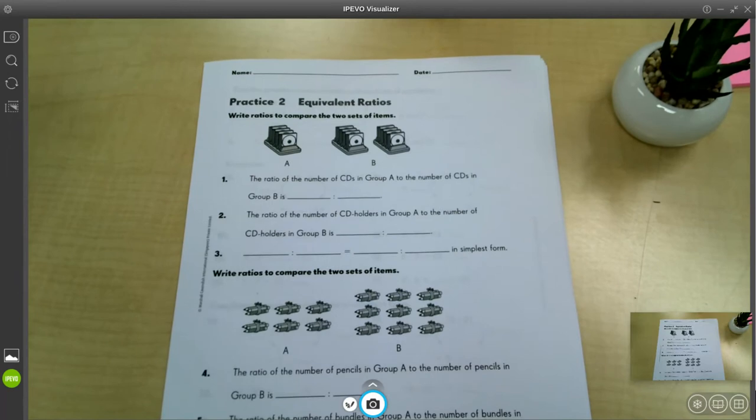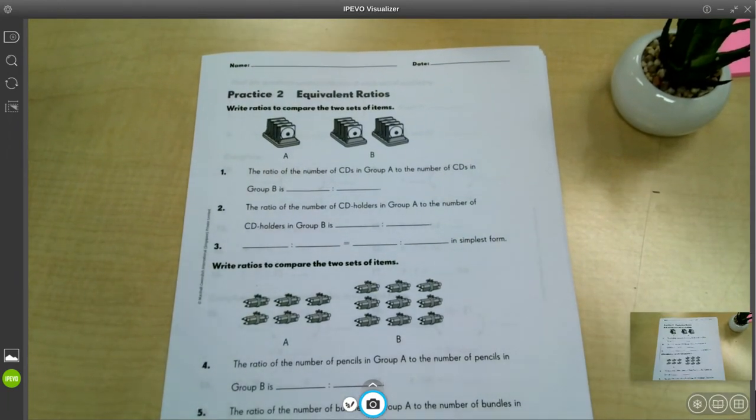Okay, practice 2, equivalent ratios. We are writing ratios to compare the two sets of items.